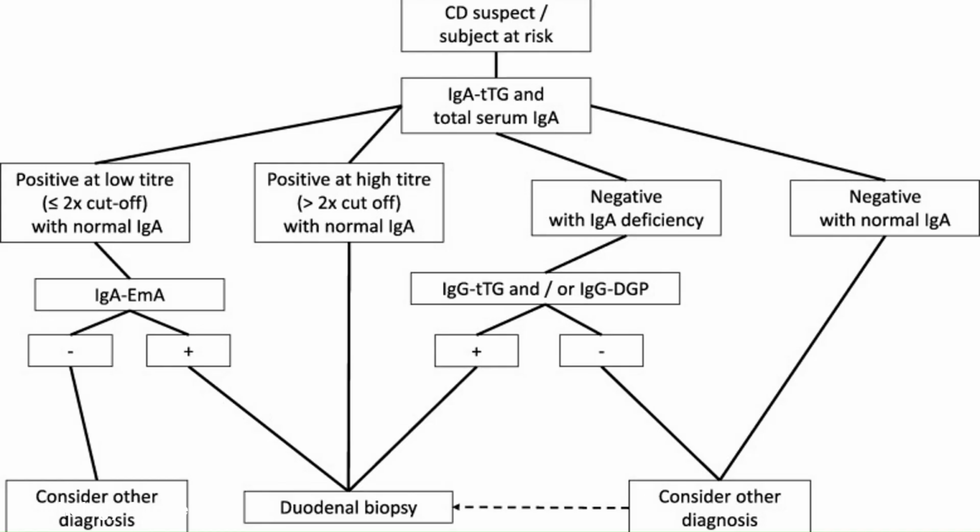This picture shows the step-by-step procedure to diagnose celiac disease. When you first suspect celiac disease in a patient on the basis of signs and symptoms, you first advise IgA TTG antibody level and total serum IgA antibody level.